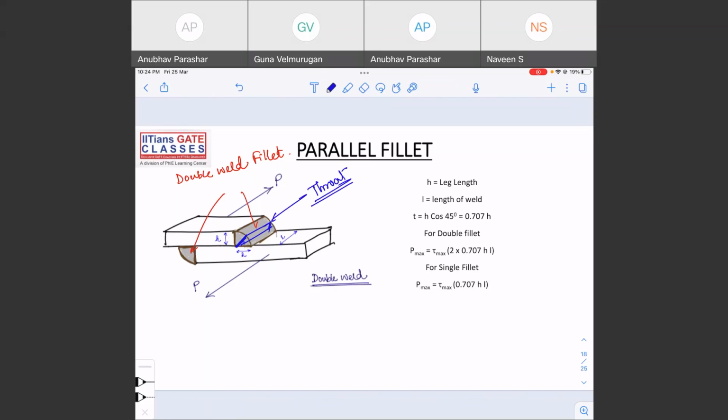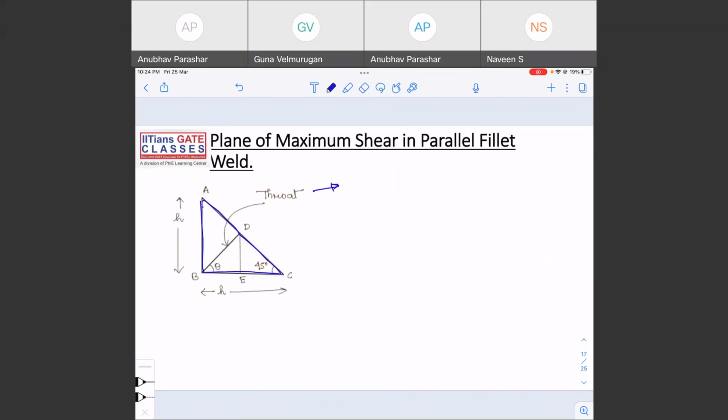This portion of the area is the throat. So what is the throat? If you want to define throat, throat is the minimum cross-sectional area. What is throat? Throat is the minimum cross-sectional area, right? It can be derived, it can be found out by differentiating, we have some equations and it can be found out.